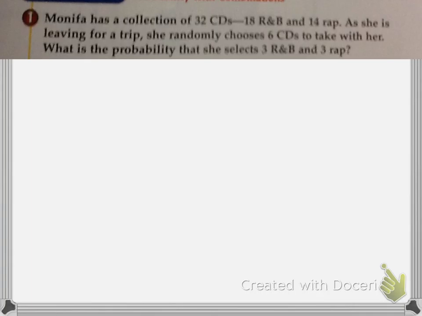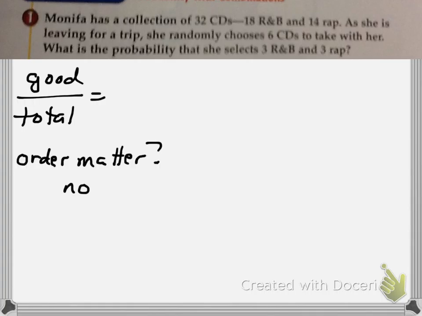Does the order we choose them matter? No. Okay? So we're going to put good over total, and the order does not matter, so we're going to use combinations. So, on top, you think, how can I get 3 R&B CDs? How many different ways can I get 3 R&B CDs? That would be a combination 18, 3.